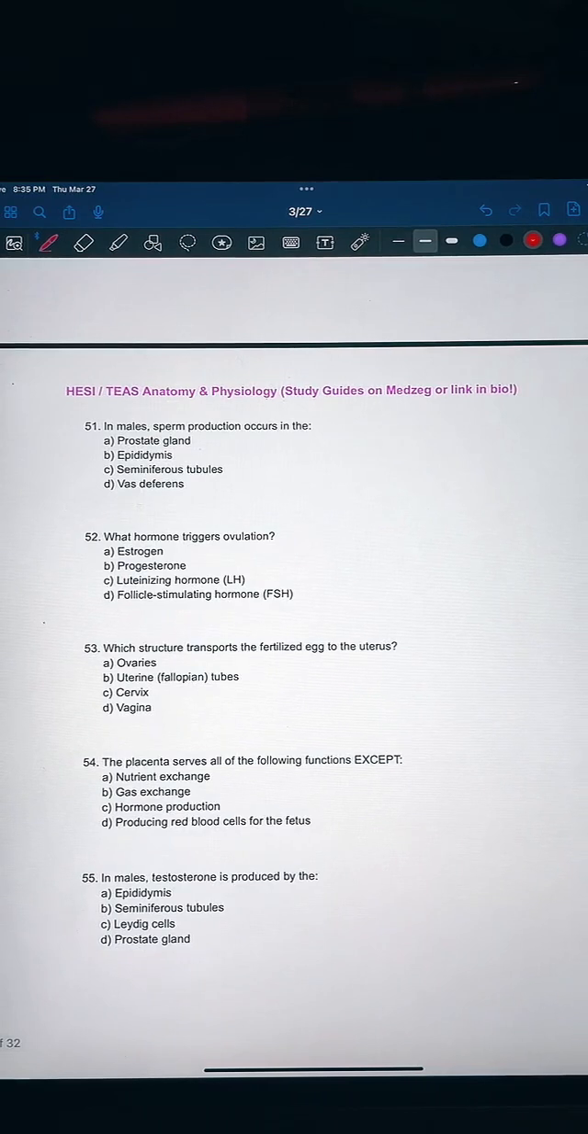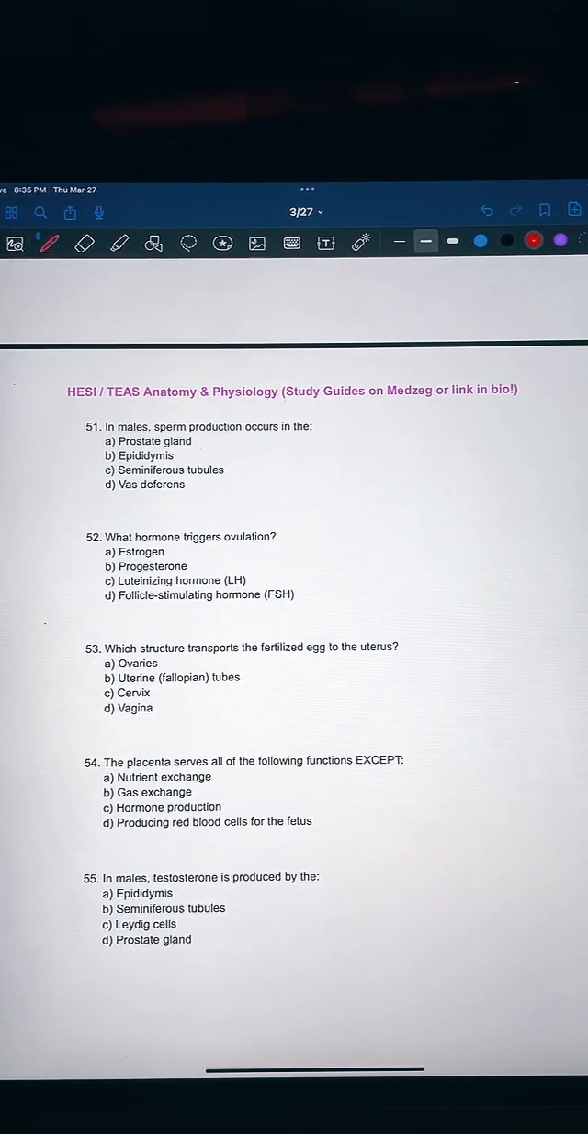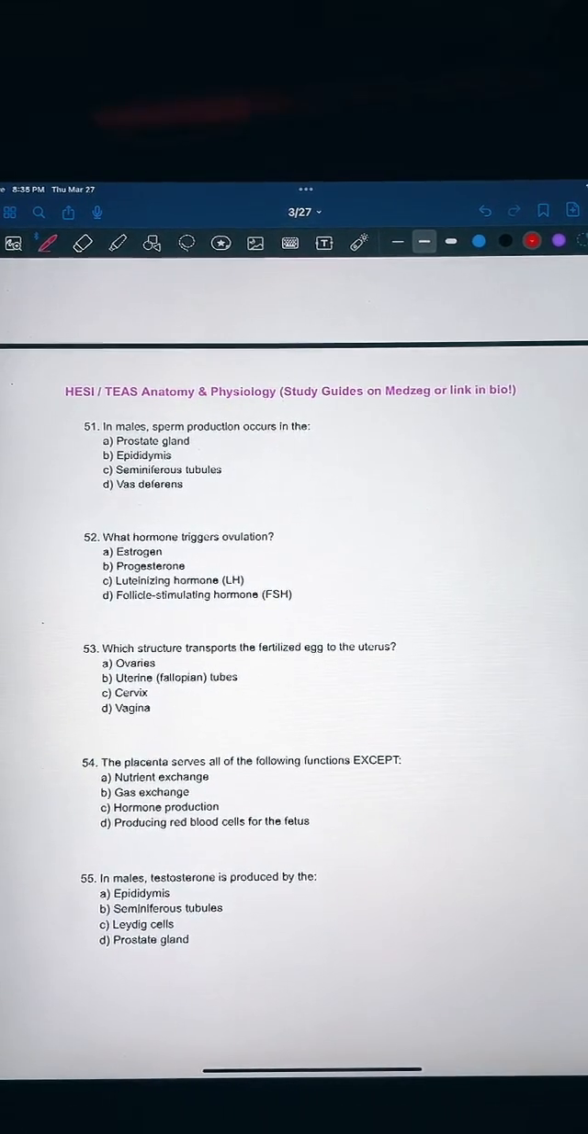Number 51. I got one more. Thank you for the monkey. I appreciate you. You guys are awesome. I appreciate you guys so much.